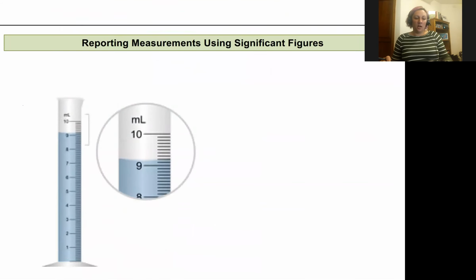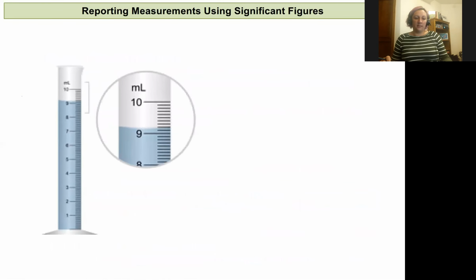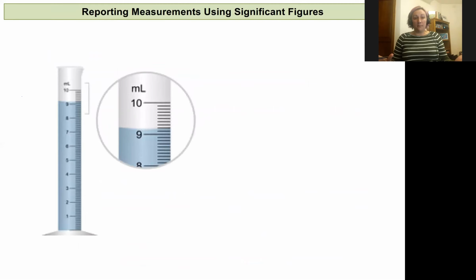So let's try reporting with correct significant figures, taking a measurement of volume. So I have a graduated cylinder here, and I'll try to make this a little bit darker. The volume of water here is coming up to this blue line. And I'm going to try to report this with the correct number of significant figures in a way that communicates the level of precision of this device.